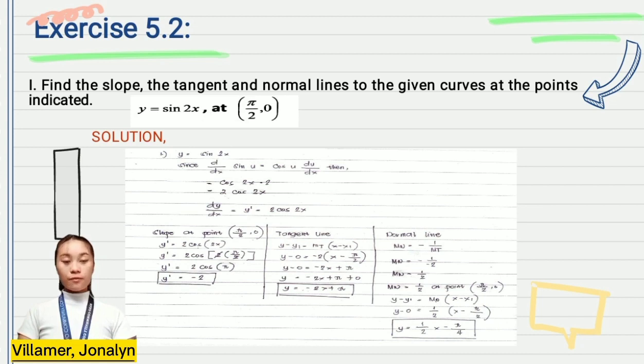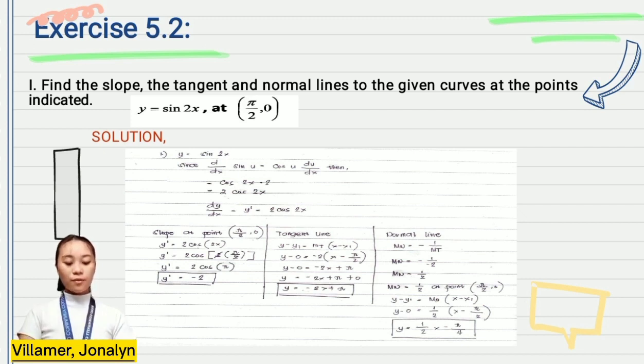Exercise 5.2. Find the slope, tangent, and normal lines to the given curves at the point indicated. 1. y is equal to sine 2x. Since the derivative of sine u is cos u, then dy is equal to cos 2x times 2 dx. So the derivative of sine 2x is 2 cos 2x.